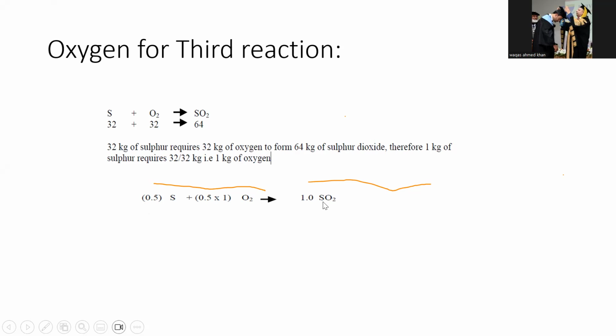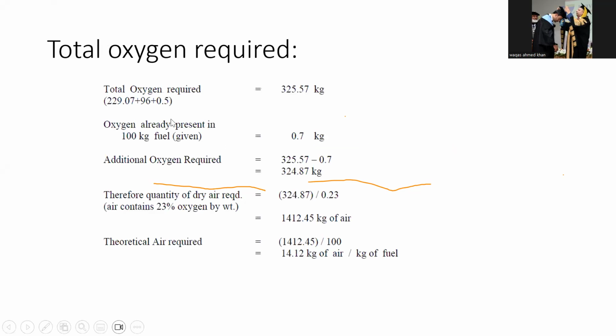So at the end, we got three numbers for oxygen. The first number comes from the first reaction, the second number comes from the second reaction, and the third number comes from the third reaction. Then we add up these three numbers. 229 comes from the first reaction, 96 comes from the second reaction, and 0.5 comes from the third reaction. This is the total oxygen required to carry on all these three reactions.